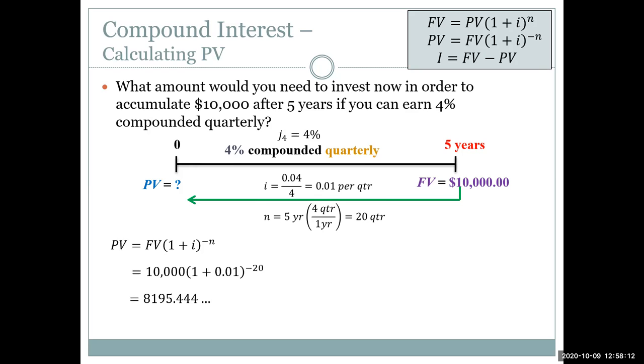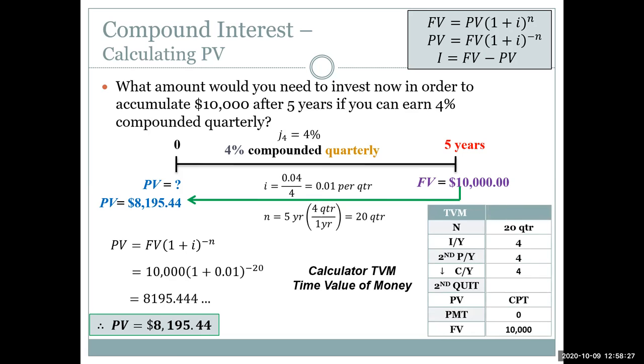Plug our numbers in, do our calculations, do our appropriate rounding. So our present value, what we would have to invest today, is $8,195.44. And again, here's the TVM.